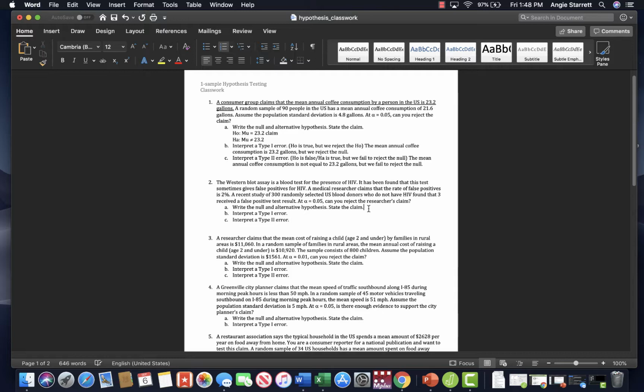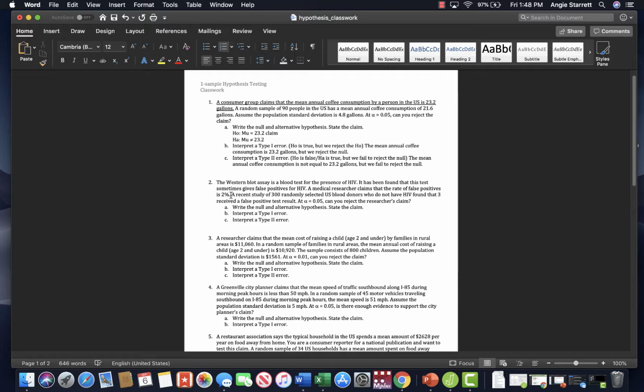All right, and so here the Western Blot assay is a blood test for the presence of HIV. It's been found that this test sometimes gives false positives for HIV. A medical researcher claims that the rate of false positives is 2%. A recent study of 300 randomly selected U.S. blood donors who do not have HIV found that 3 received a false positive test result. At alpha equals 0.05, can you reject the researcher's claim?